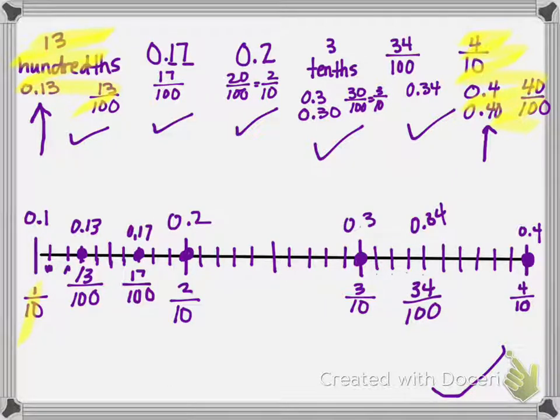Now, this is a lot easier for me to compare these numbers. For example, I could say that 2/10ths is less than 3/10ths. Or I could say that 34/100ths is greater than 13/100ths. A lot easier to compare when you have things on your line.